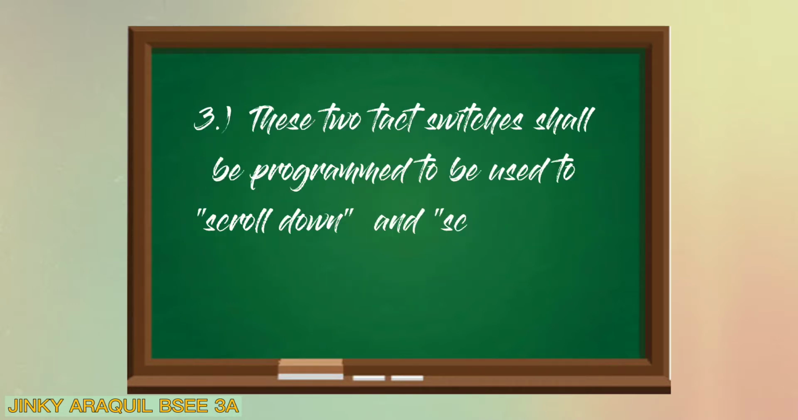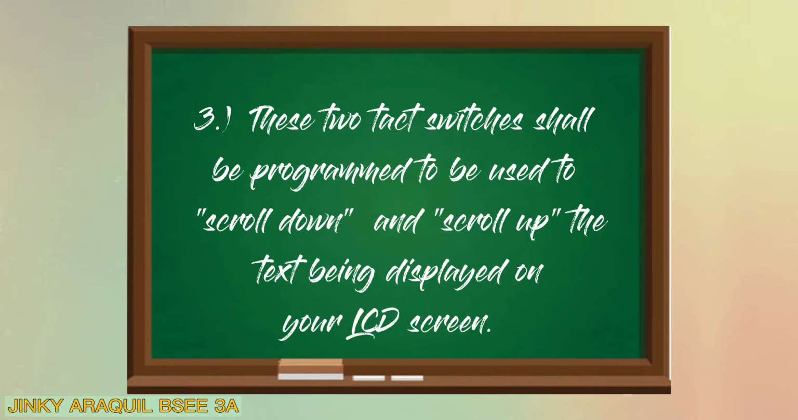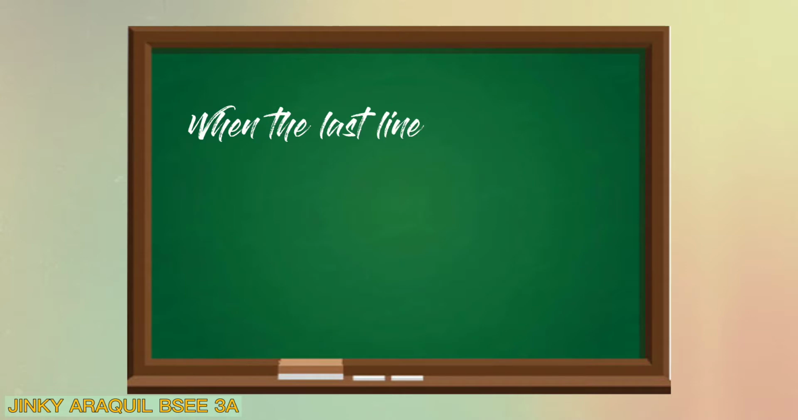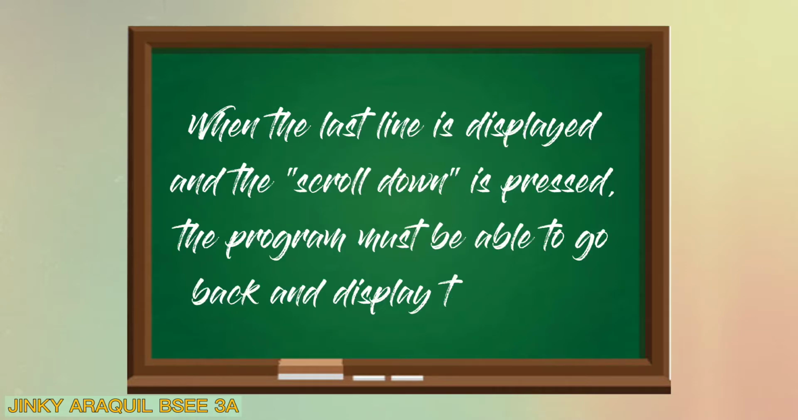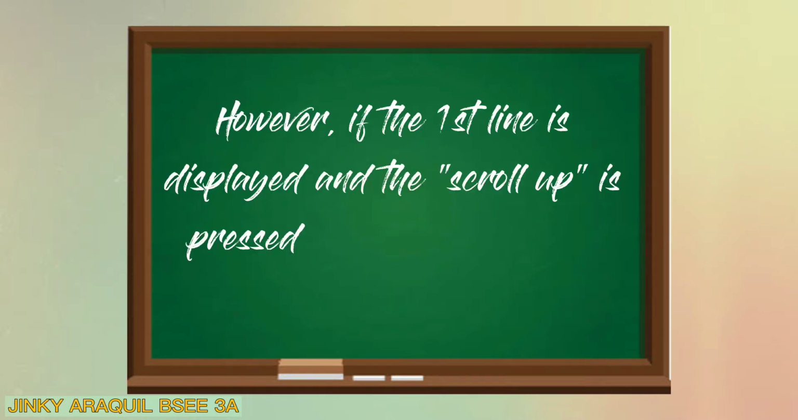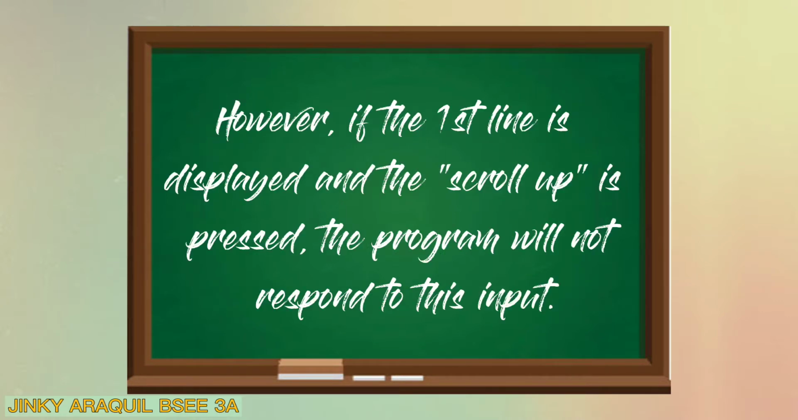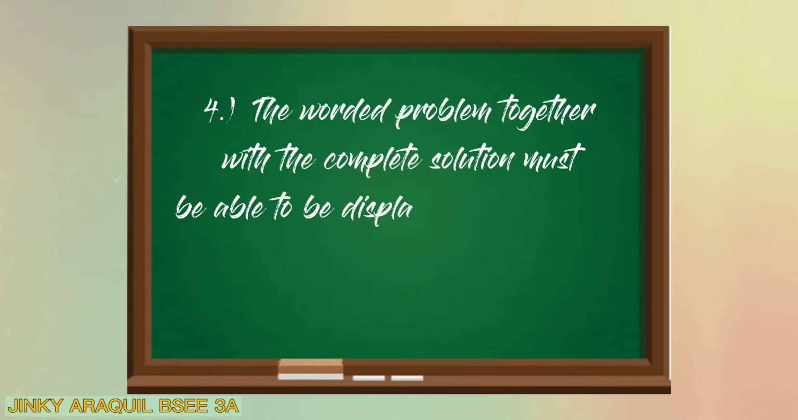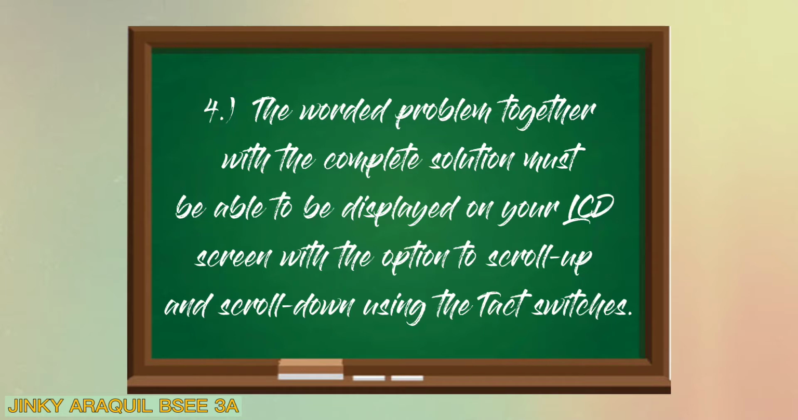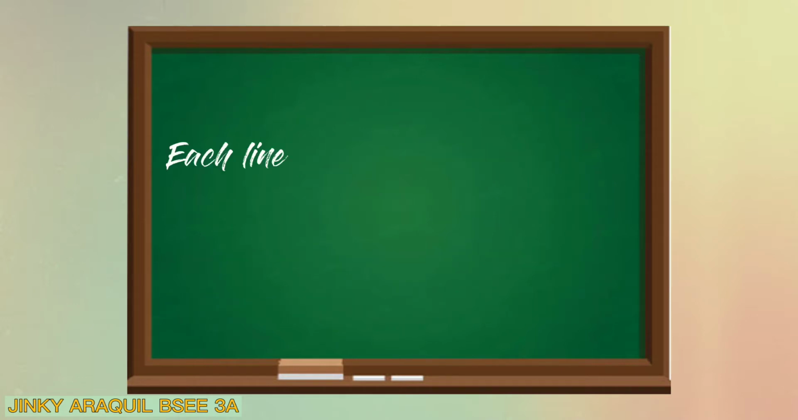These 2 shall be programmed to scroll down and scroll up the text being displayed on your LCD screen. When the last line is displayed and the scroll down is pressed, the program must be able to go back and display the first line. However, if the first line is displayed and the scroll up is pressed, the program will not respond to this input. The worded problem together with a complete solution must be displayed on your LCD screen with the option to scroll up and scroll down using the tact switches.